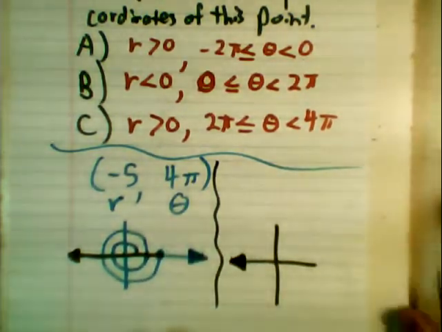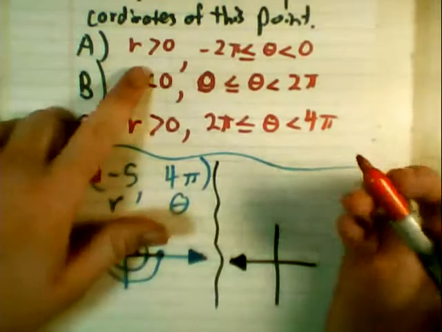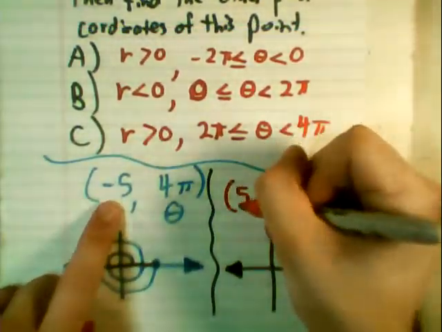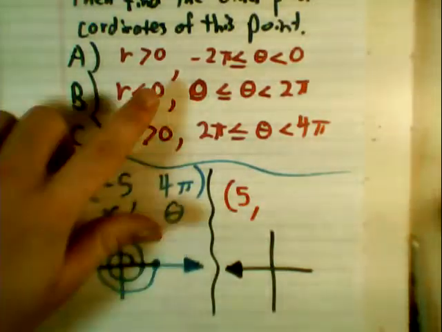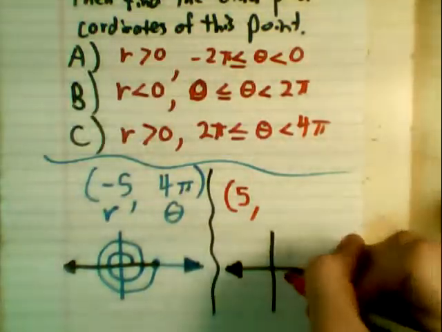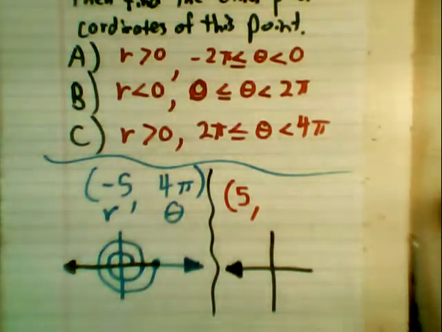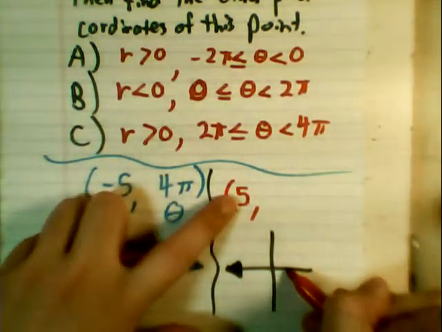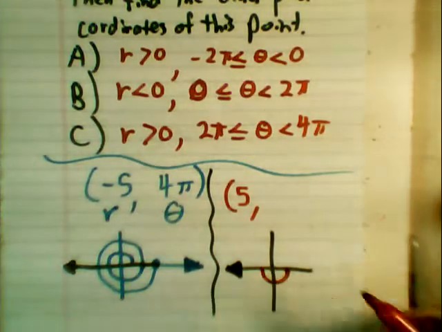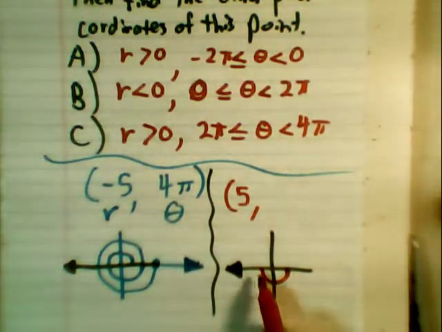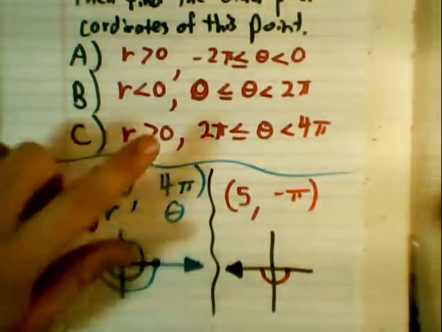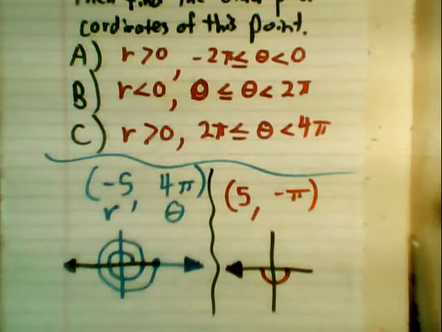Well, we're given some restrictions. We're told that r must be greater than 0, so it's going to be a +5, and then that our angle has to be between -2π and 0. So that means we're going to go around backwards. Since it's +5, we don't have to flip the direction, so we just go straight to it. So that's a -π, because that's between the bounds that it gives us.